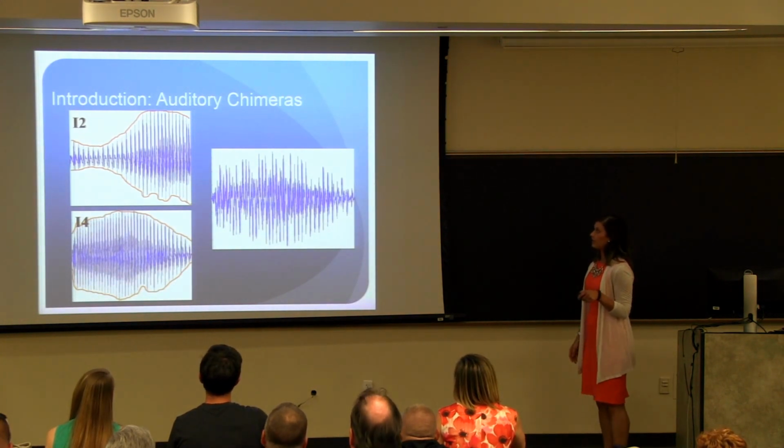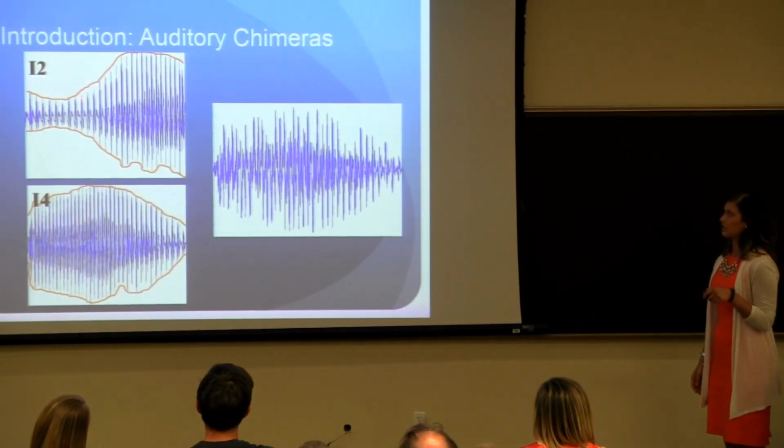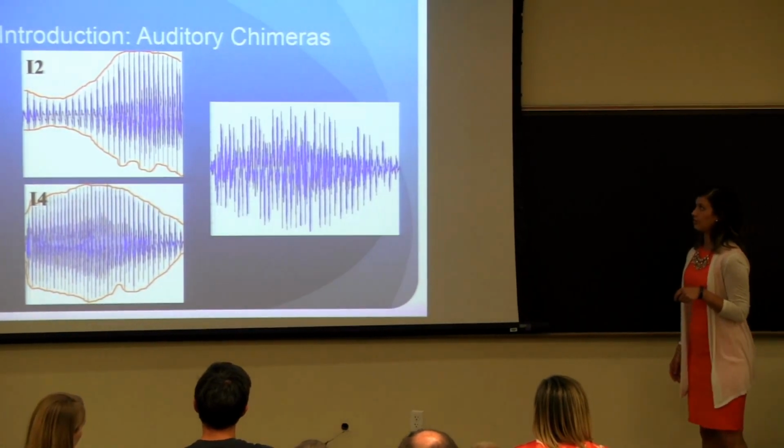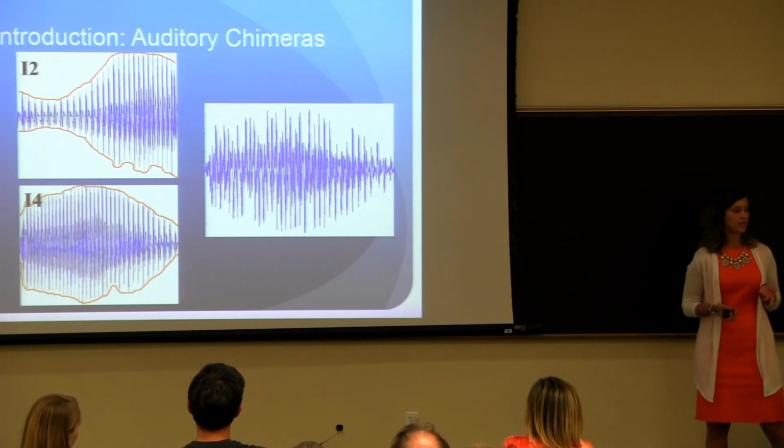So if you look at the envelope, or the outer portion, which is shown in yellow, and then the fine structure is going to be represented in that middle portion or that blue portion. The resulting stimulus is the auditory chimera. Well, why are they important?